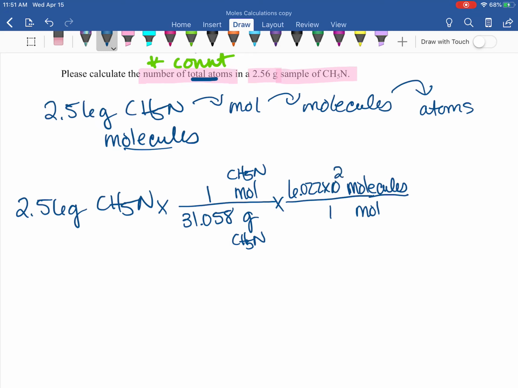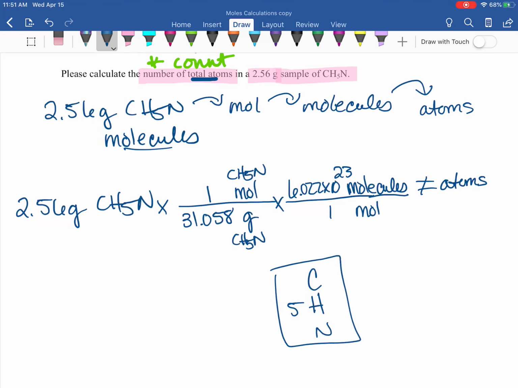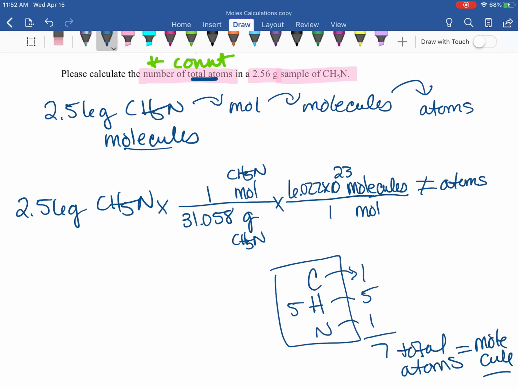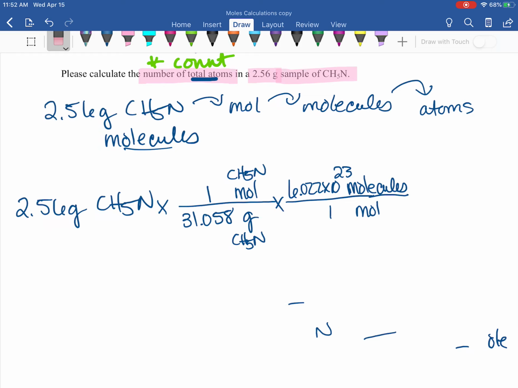and moles. Okay, so for every 1 mole, we've got our Avogadro's number. And then are we done there? Are molecules and total atoms the same thing? No. So in every molecule of that CH5N, remember on our table, how many atoms is that? So for every molecule of CH5N, you actually have 1 carbon, 5 hydrogens, and 1 nitrogen. That is 7 total atoms for every molecule. So they're not the same thing.